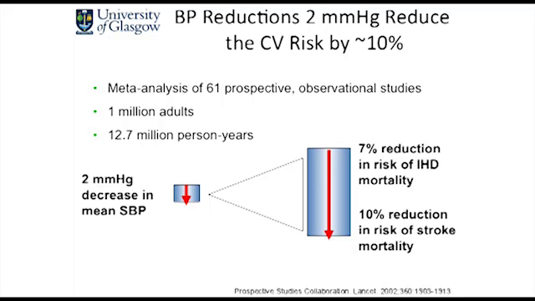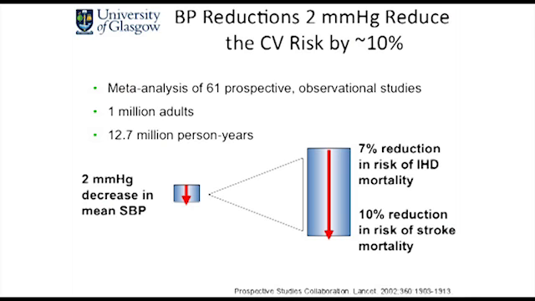And again, going back to the million-person analysis, this is quite a large study, and this showed that even a small drop in blood pressure can be associated with significant reductions in mortality, both stroke and ischemic heart disease. So a 2 millimeter drop in systolic blood pressure can lead to a 7% drop in ischemic heart disease and a 10% drop in stroke mortality. So in a sense, you can link all this together.